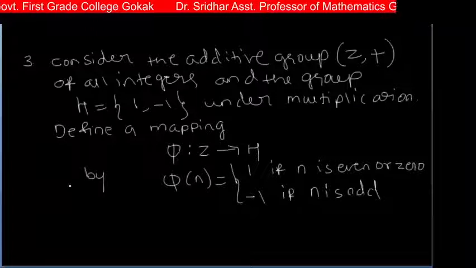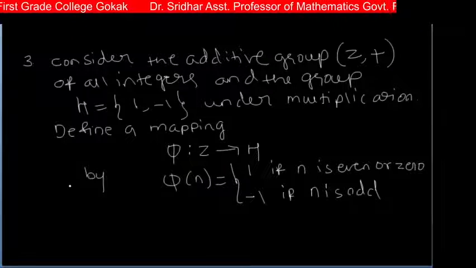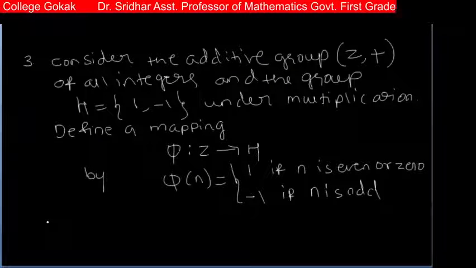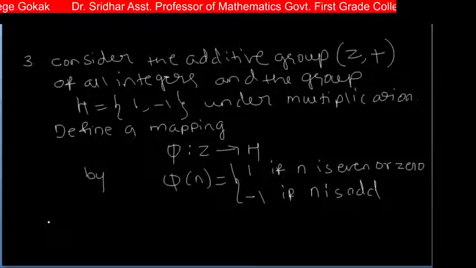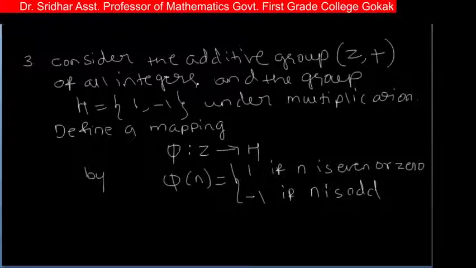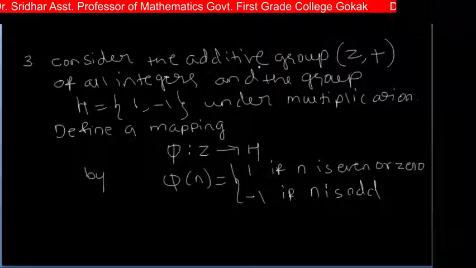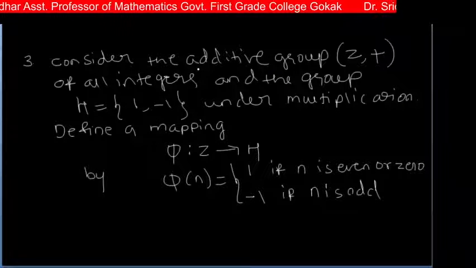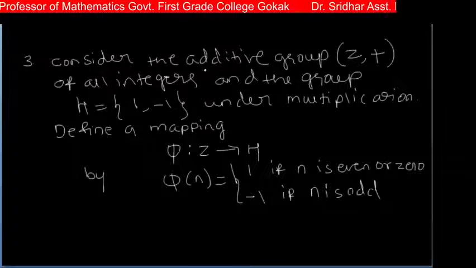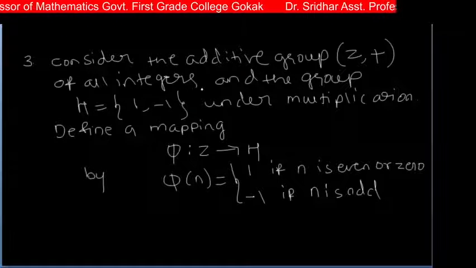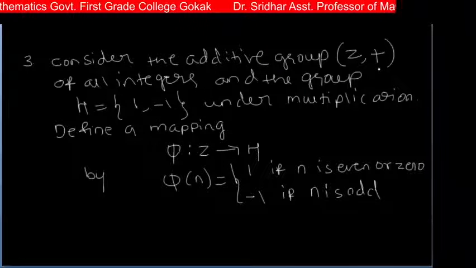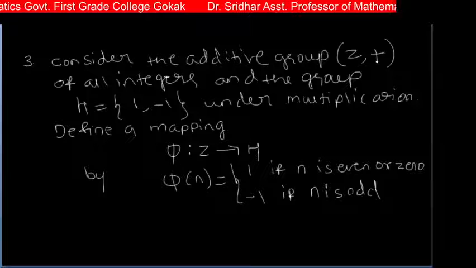Good afternoon, everybody. So today we see one more example on homomorphism of a group G. Here we consider a group, the additive group of all integers. Additive group of all integers means it is a group of all integers with addition as the binary operation.